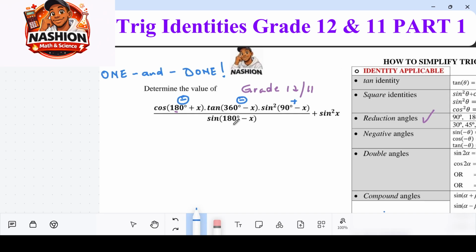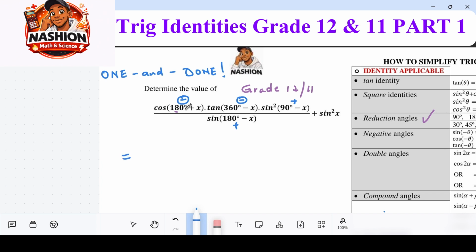Next, what about this one? 180 minus x. So enter on your calculator sine of 180 minus 1. Where there is x, you just put 1. What are we getting? We are getting another positive. Reduction angles are done. Now let's write the answer in full.